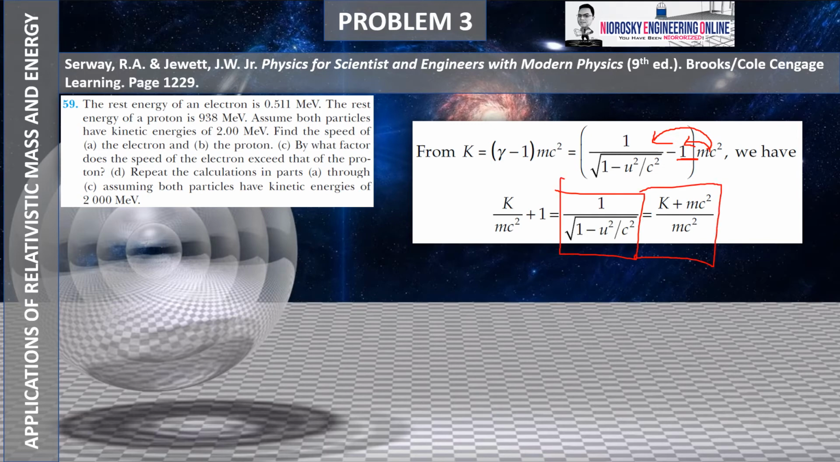Our main objective is to get an equation for the speed or velocity of a particular particle in terms of the relativistic kinetic energy, which is already given as 0.511 mega electron volt for the electron and 938 mega electron volt for the proton. And of course, kinetic energies of 2 mega electron volt. So those are the needed relations.